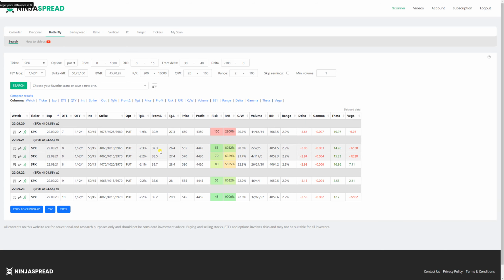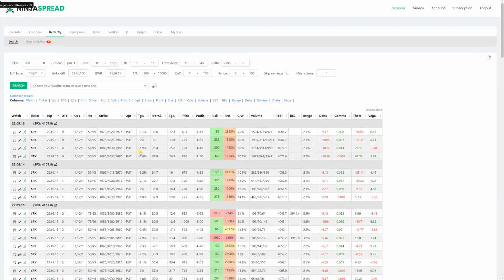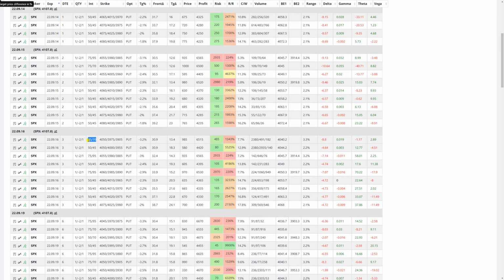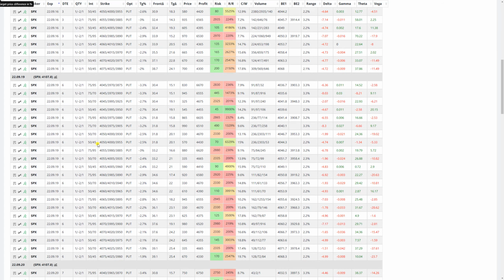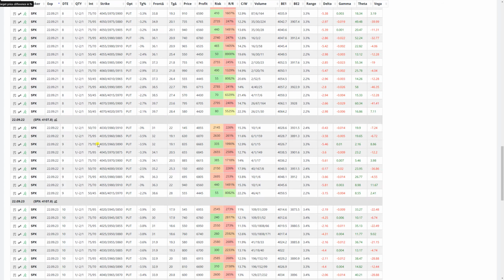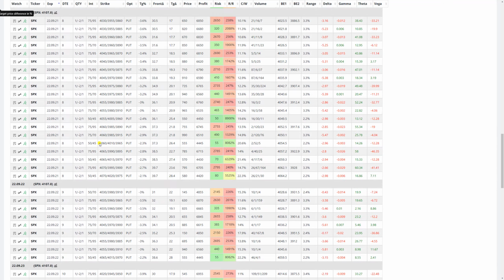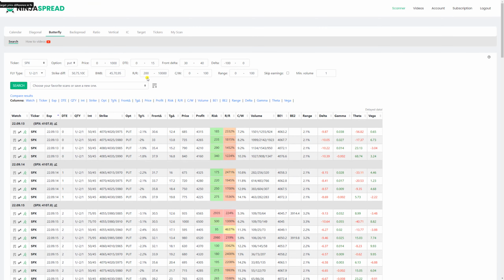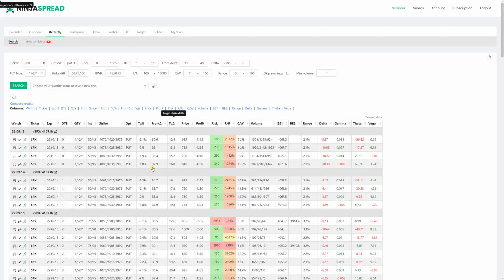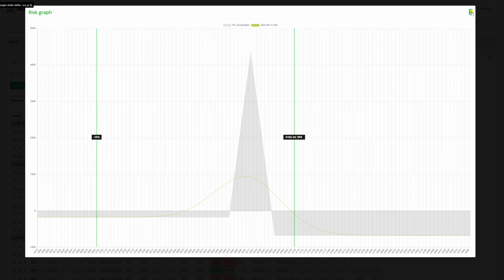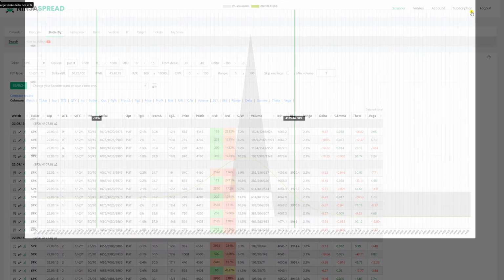And let's look for those directional butterflies. Only 5045 was found because of the higher CW. Let's go back and try with these. I have found one 7570, and let's check if there is any 100. There are many, but I haven't found a 100. Probably that's because of reward to risk, but I'm not sure. This type of butterflies are more directional, negative directional butterflies.